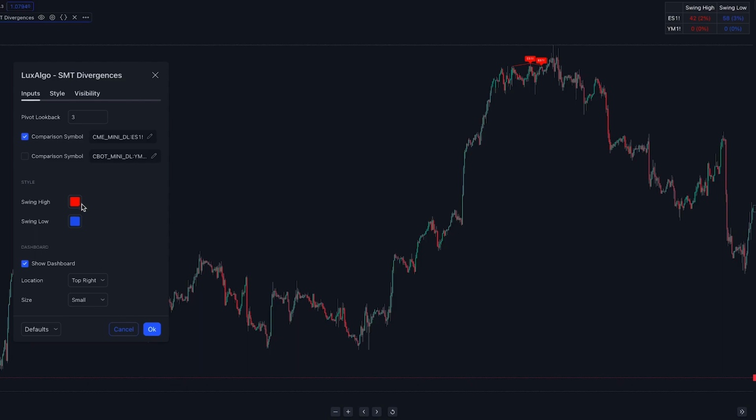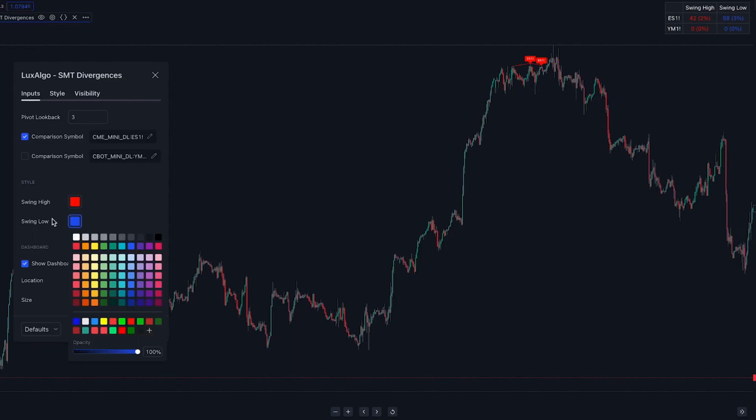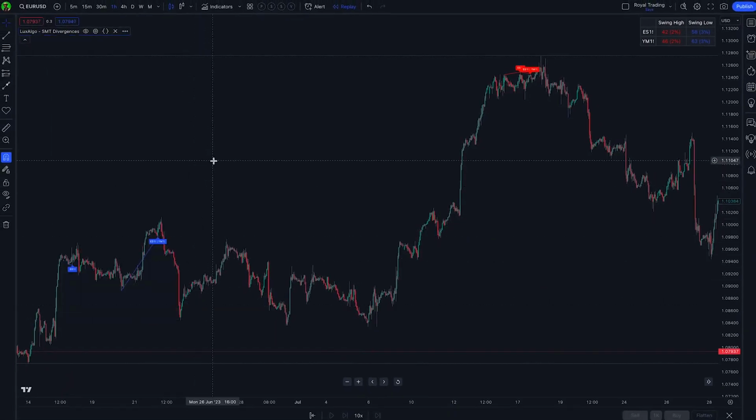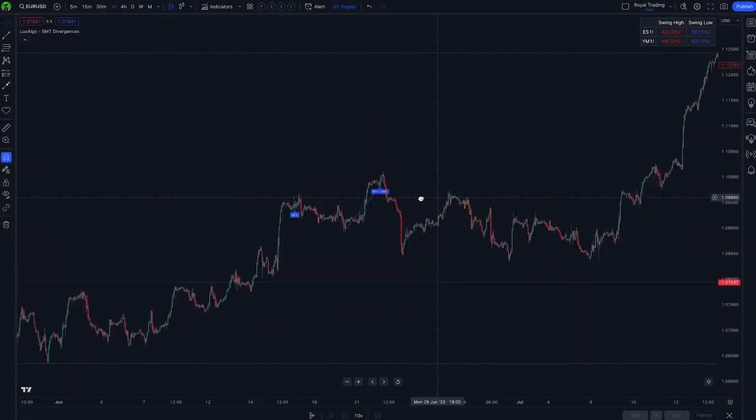Next, we have typical styling options for those who would like to add some personalization to the indicator. And finally, we have the dashboard. If enabled, the dashboard highlights the number of SMT divergences that occurred on a swing high and swing low between the chart ticker and the selected external tickers. The return percentage indicates the proportion of swing highs or swing lows that led to an SMT divergence.